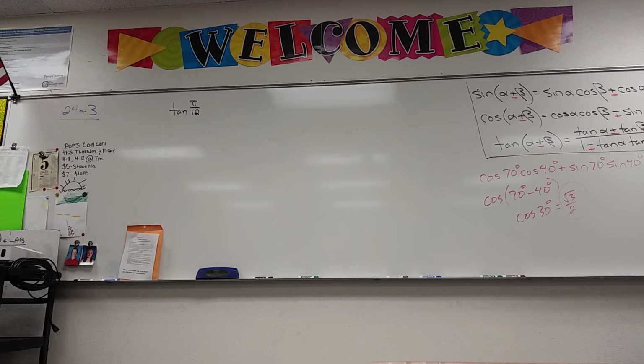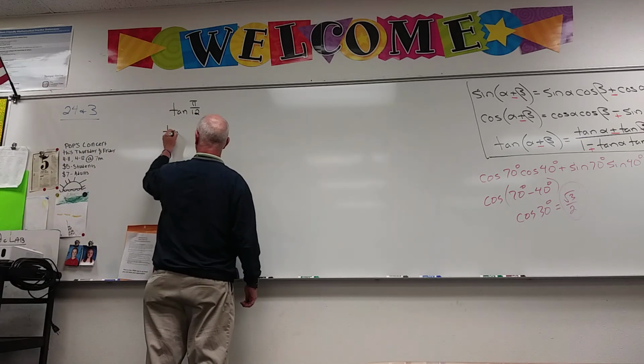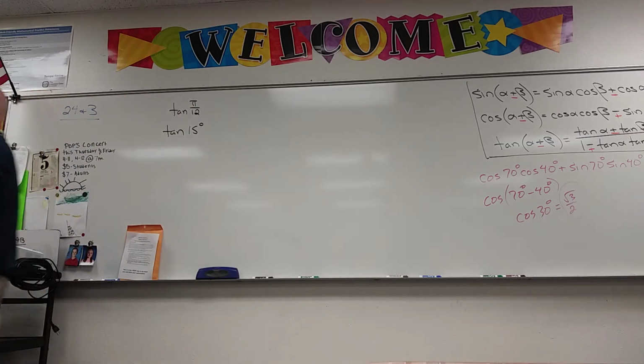What are our standard angles? Pi over 6, pi over 4, pi over 3, pi over 2, not pi over 12. So you want to change it to degrees. All right, what is it? It's 15 degrees. How'd you get that? 180 divided by 12. Okay, cool. Another way, it's half of pi over 6. Pi over 6 is 30 degrees, and half of that is 15.